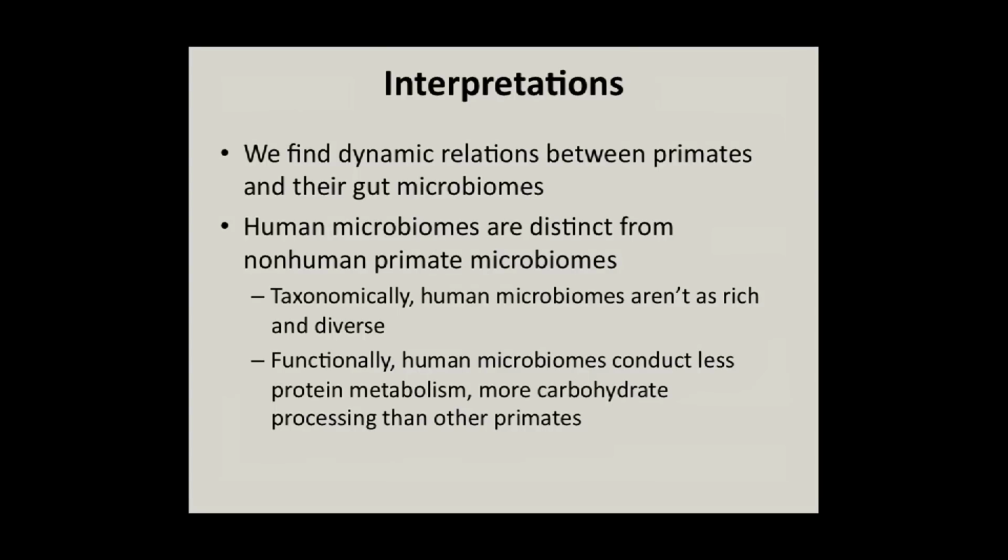We think that human microbiomes are distinct from those of non-human primate microbiomes. This seems to be the case taxonomically, where we don't have microbiomes that are as rich and diverse as those of non-human primate species. And it looks like there are functional differences as well, with the human microbiome conducting a little less protein metabolism, but more carbohydrate processing.